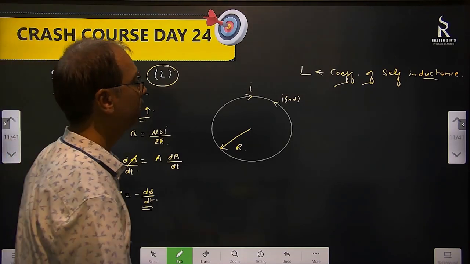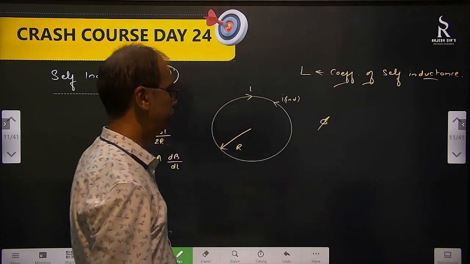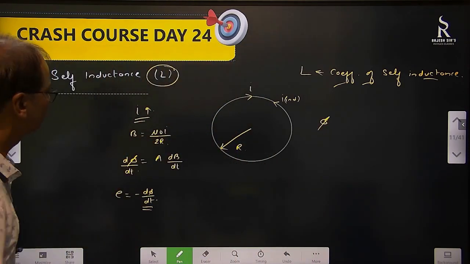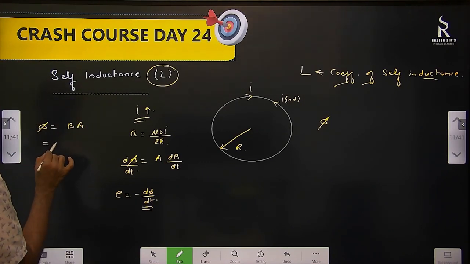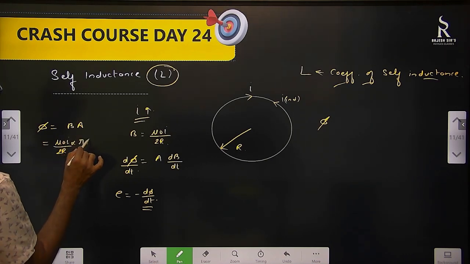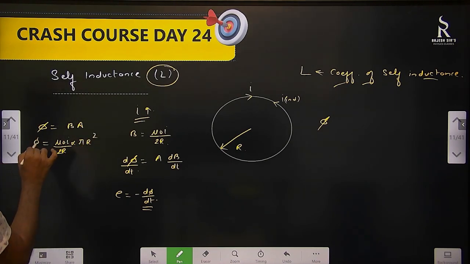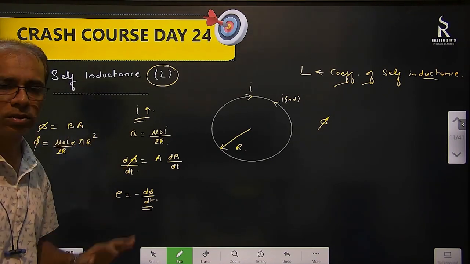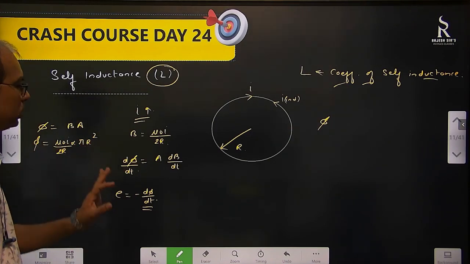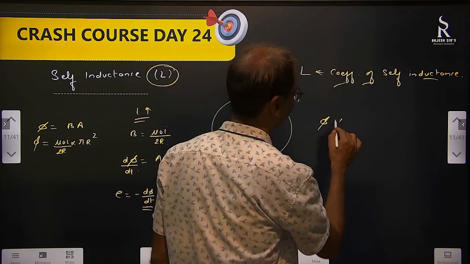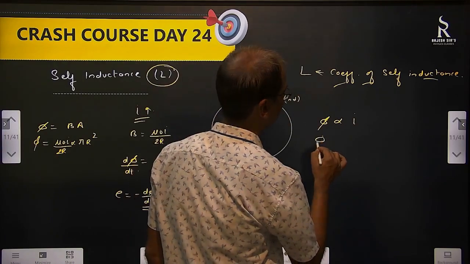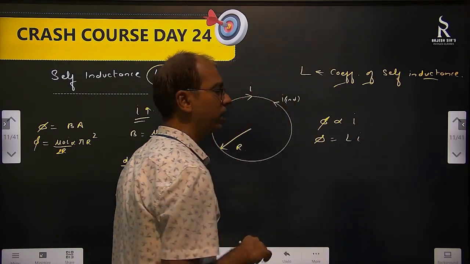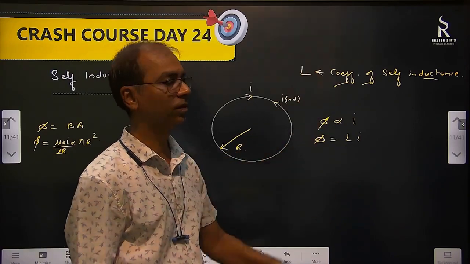Okay, so we say that this flux, I have not written flux over here. Flux basically is what? Magnetic field into area. Now what is the magnetic field? Mu naught I by 2R. And area pi r square. Now flux in this case is proportional to what? Current. Remaining all the things are constant. Correct or not? Everything is constant. So we write here flux is proportional to I. And then we remove this proportionality. We write this as L into I. Phi equal to L I. And this L is the same coefficient of self-inductance.